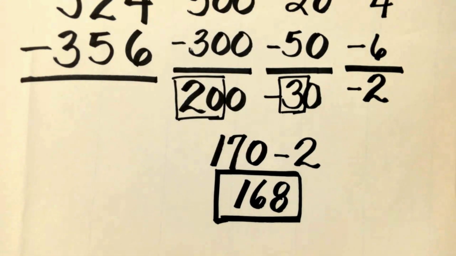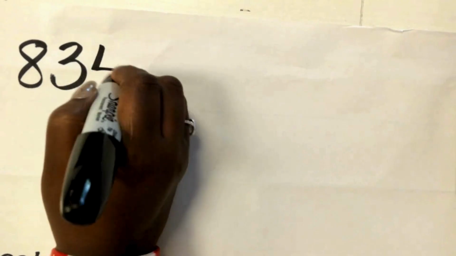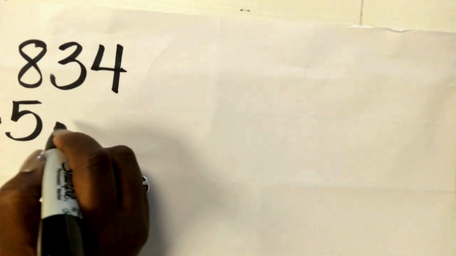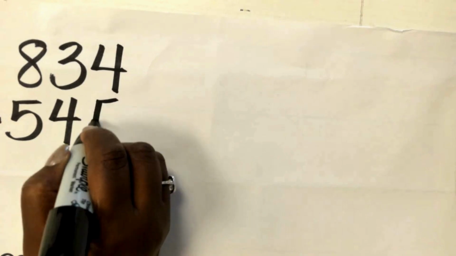That is how we subtract using partial differences, but using negative numbers. Now I want you to pause, and I want you to work one out on your own. I'm going to give you one to work on your own. And this is the one you're going to do on your own. 834 minus 545. That's the one I want you to do on your own. So pause the video.